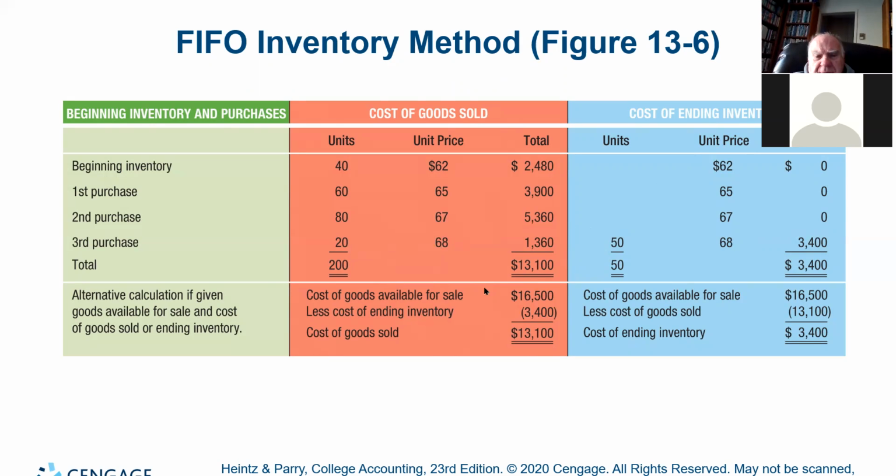Your cost of goods available for sale is the total of all these. What was our cost of goods sold? You have a piece of scrap paper in front of you, Carrie? Which ones did we sell under FIFO? We sold 40 times 62. We sold 60 times 65. That's 100. And we sold 50 out of the third level. Wait, it says beginning inventory was 40 and then the first purchase was 60, right? And we sold 150.